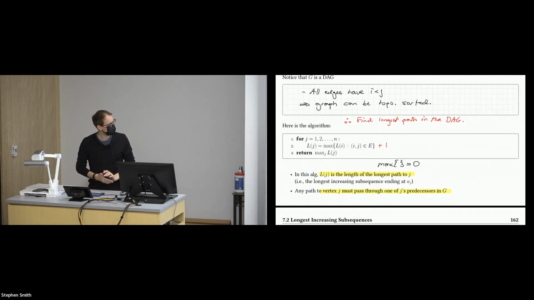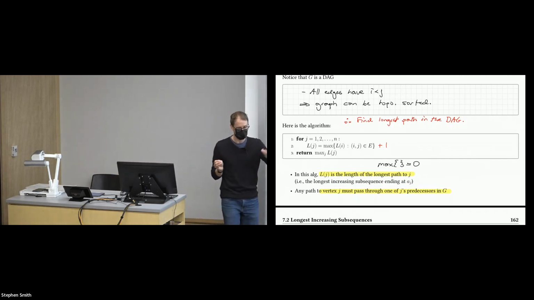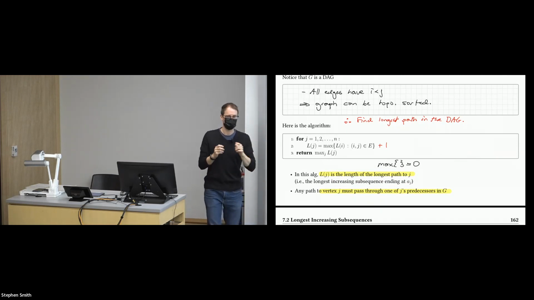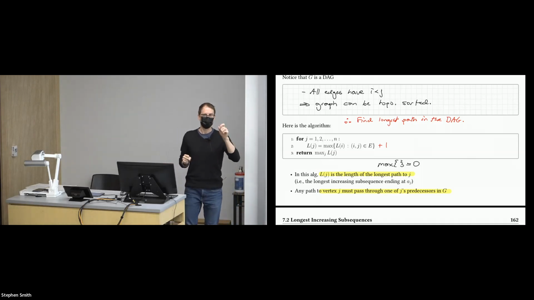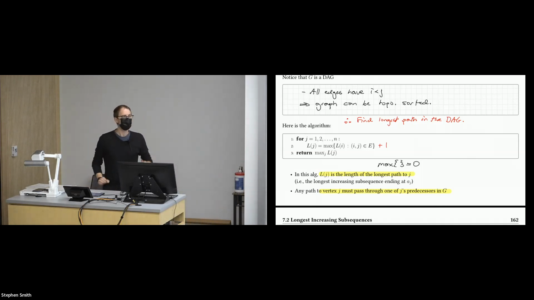And then our algorithm just looked like this. We looped through the vertices from 1 to n, the a_i values from 1 to n, and we do the update that L_j is equal to the max of the incoming L_i's, the ones that have an edge coming into j, plus 1, because now I'm adding one additional value in my subsequence. And then I return the L_j that has the largest value. That finds the longest increasing subsequence.